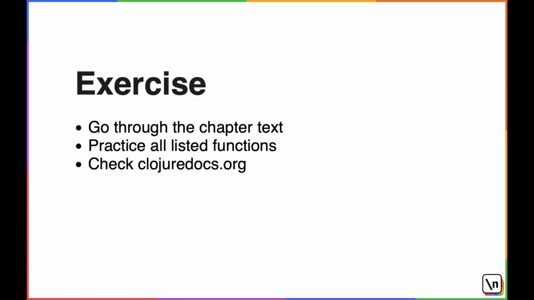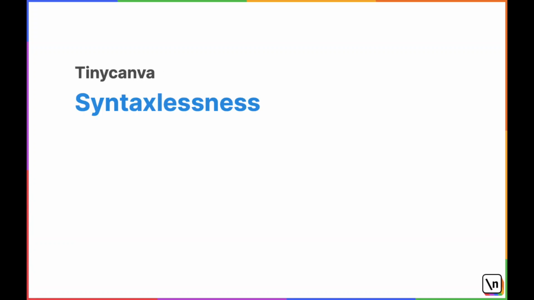ClojureDocs.org is a good community resource to learn more about the API and functions available in the Clojure core. In the last chapter, we studied about Clojure's syntax. In this chapter, I'll try to convince you that Clojure does not have a syntax. I know it sounds a little odd, but please bear with me for a few minutes and things will make sense.